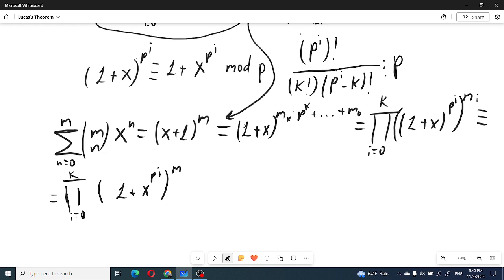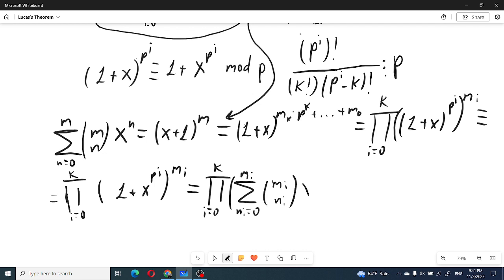to the m_i power. Now we will need to use this binomial expression here, so this equals the product over i from 0 to k of the sum from n_i equals 0 to m_i of m_i choose n_i multiplied by x to the p to the i times n_i.